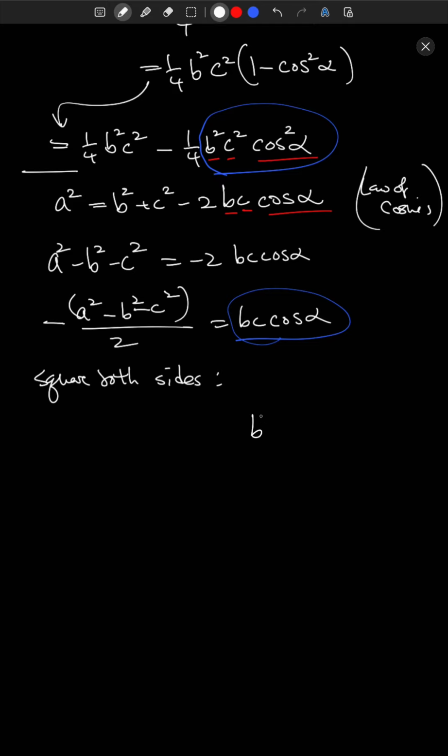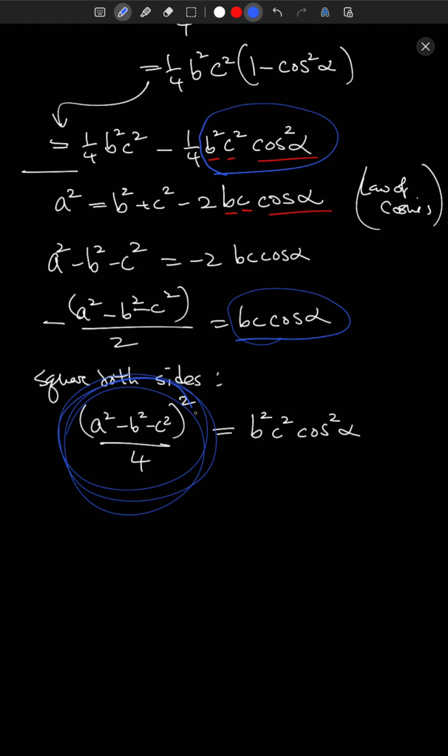Now I end up with b squared c squared cosine squared alpha equal to, once I square it, the minus goes away, so (a squared minus b squared minus c squared) over 4, with that expression squared. I'm squaring the left-hand side. Now I can substitute this expression for my b squared c squared cosine squared alpha expression.